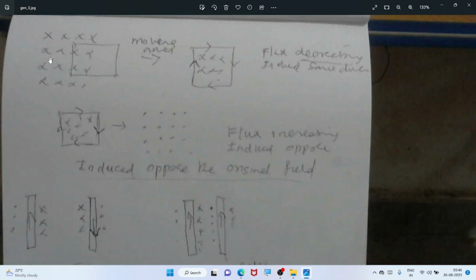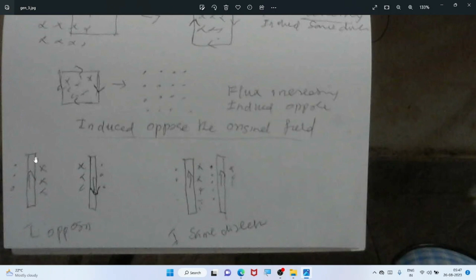See, in a magnetic field, when a closed loop current carrying conductor is moving away from the field, this is the direction of the current. When you move away, the flux will decrease, but the induced current will increase to keep the flux constant as per Lenz's law. But here it is coming into the field, so the magnetic flux will increase, so the induced current will decrease to make the balance. Induced current opposes the change in the magnetic flux.